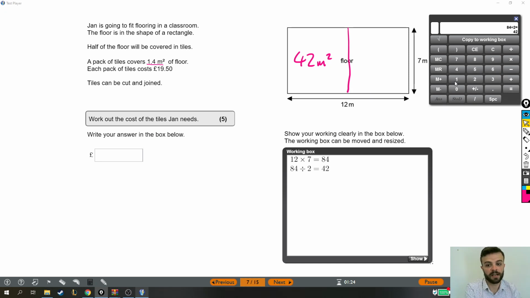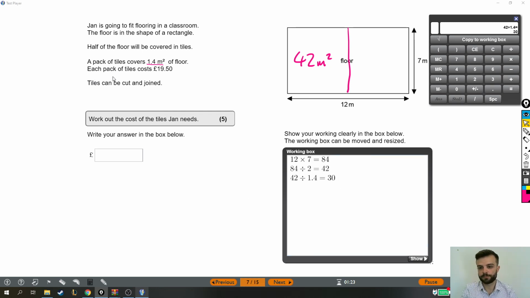In other words, I'm trying to ask how many 1.4s does it take to make 42, or how many 1.4s are in 42. So no matter how you think about it, I need to divide by 1.4 to see how many packs of tiles we need. And here's the answer. Oh, it's actually a very nice number. We need 30 packs of tiles.